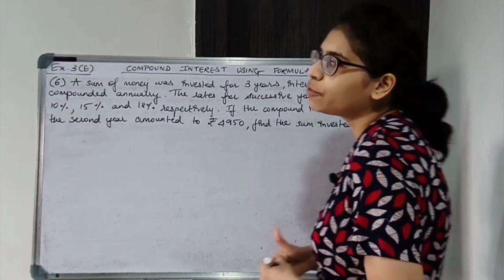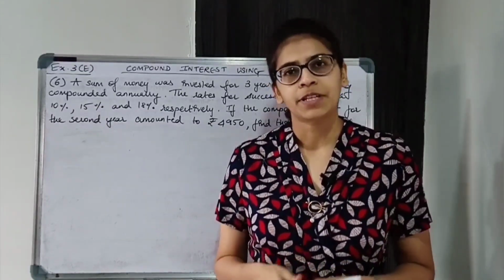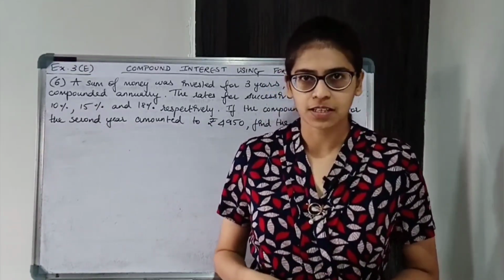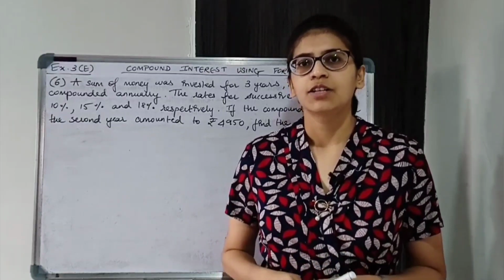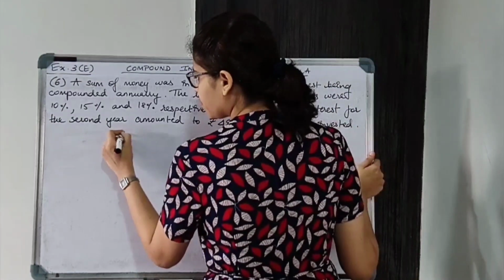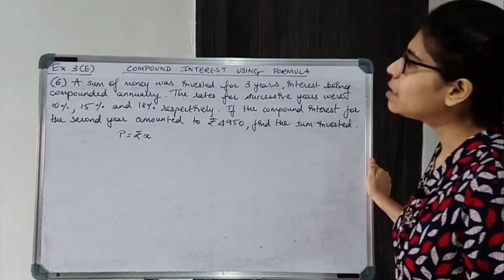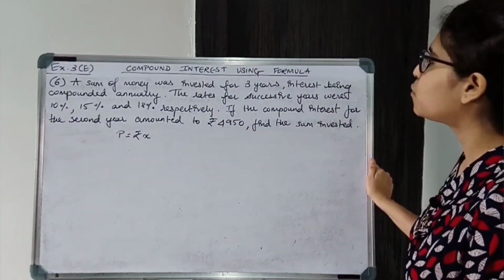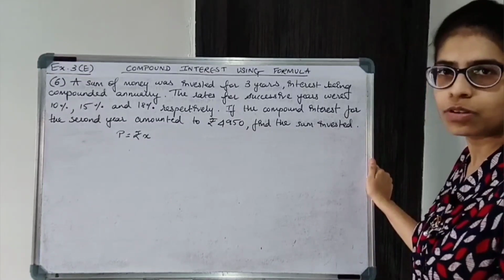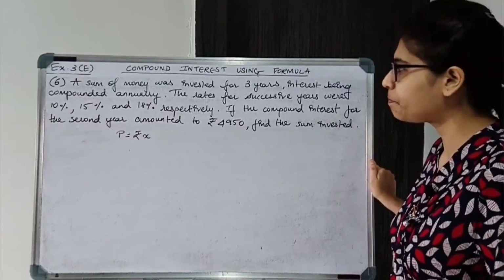There is a certain sum of money which is being invested. So the sum of money is nothing but the principal, the original sum which you are investing. Okay, we need to find that. So let's say the principal is X rupees, which we need to calculate. A sum of money was invested for 3 years, interest being compounded annually. So the interest is calculated annually. We'll use the normal formula for amount.